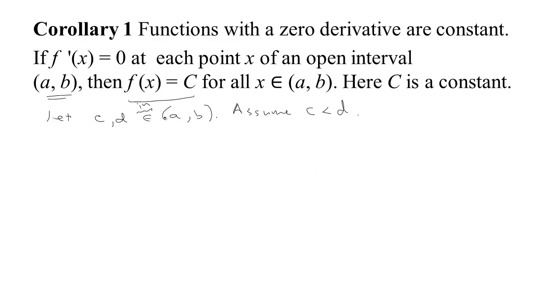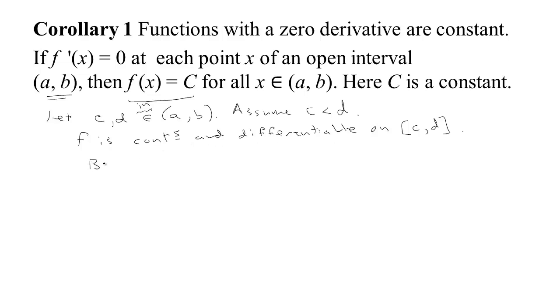That won't affect anything. Now, we have this function, and its derivative is 0 at every point in (A, B). So its derivative also is 0 everywhere at C and at D and at every point between. If it has a derivative, it's got to be continuous. So f is continuous and differentiable on the interval CD.